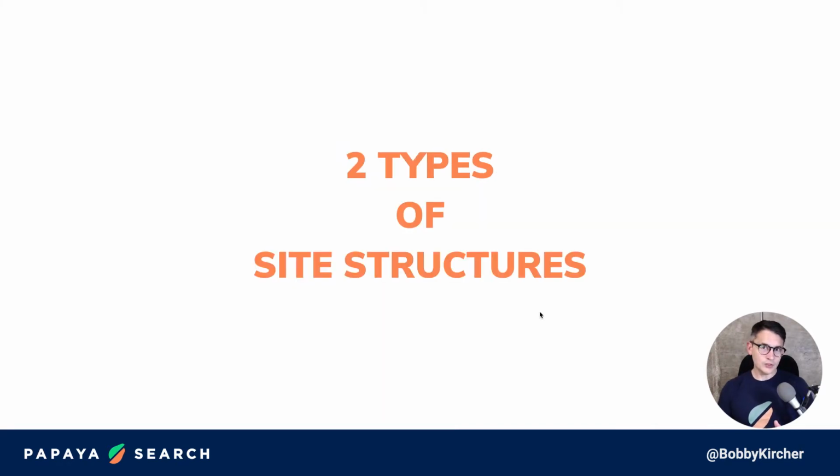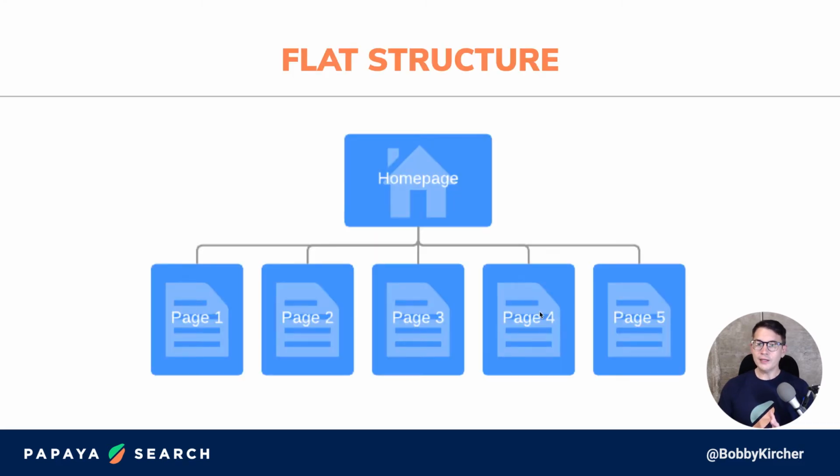So let's talk about the two different types of site structures. One is a flat structure. A flat website structure has the homepage at the center, right? And the homepage may link to multiple pages throughout the site. So you may be linking to an About Us page, a contact form, maybe some other pages of content detailing services you offer.